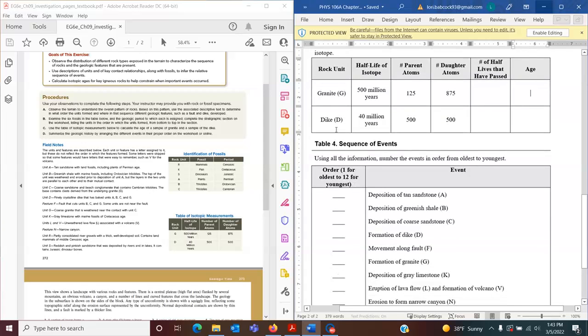Think about this process for the dike, where we have a half-life of 40 million years, and we start off with 1,000 atoms total.